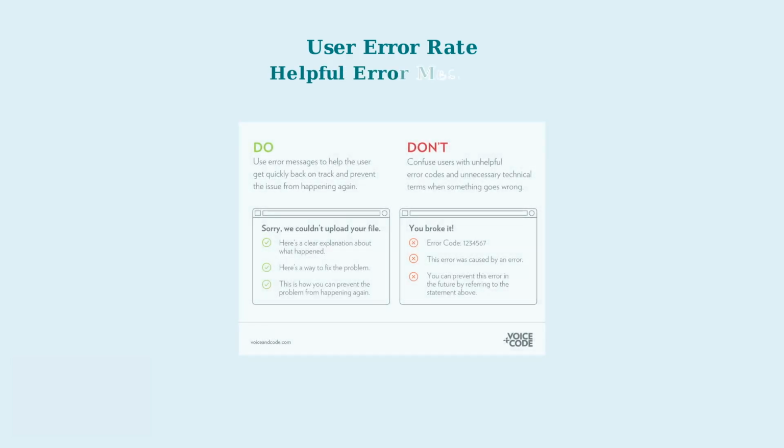Helpful error messages are crucial for reducing user error rates. Good error messages explain what went wrong, why it happened, and most importantly, how to fix it. Poor error messages use technical codes or vague language that confuses users further.